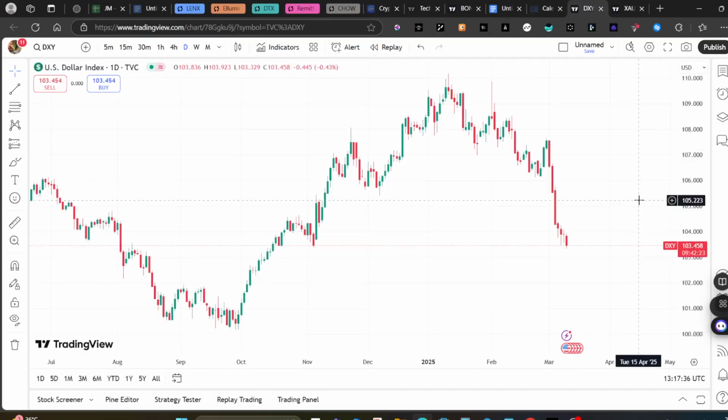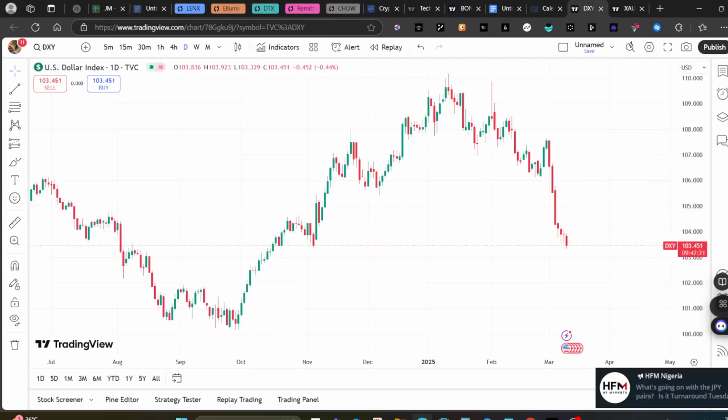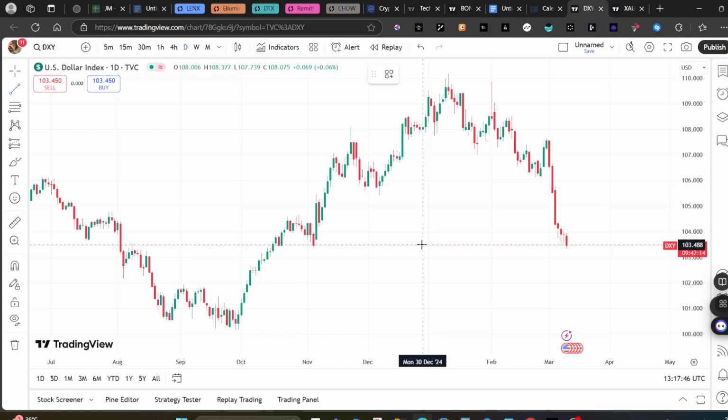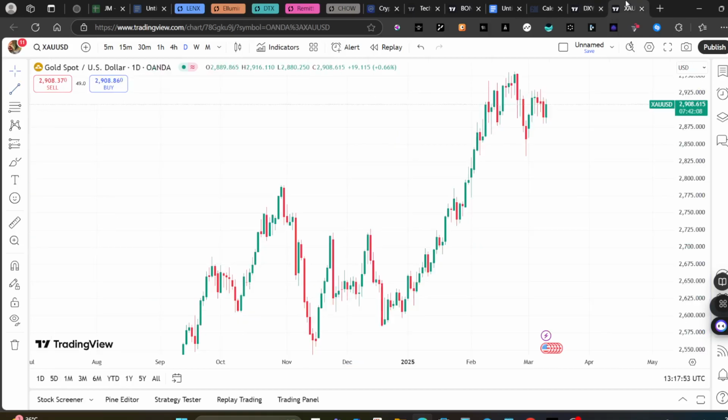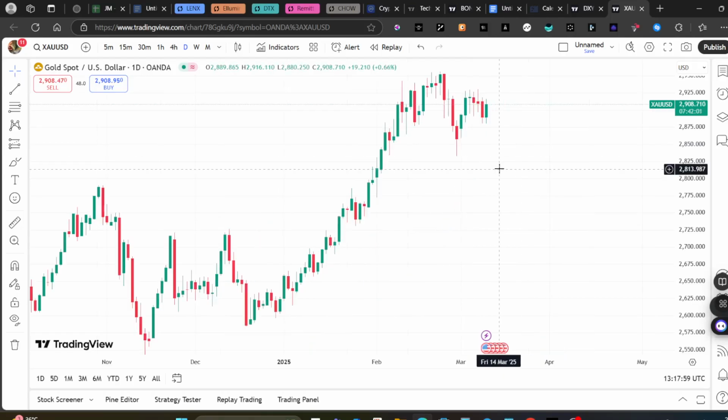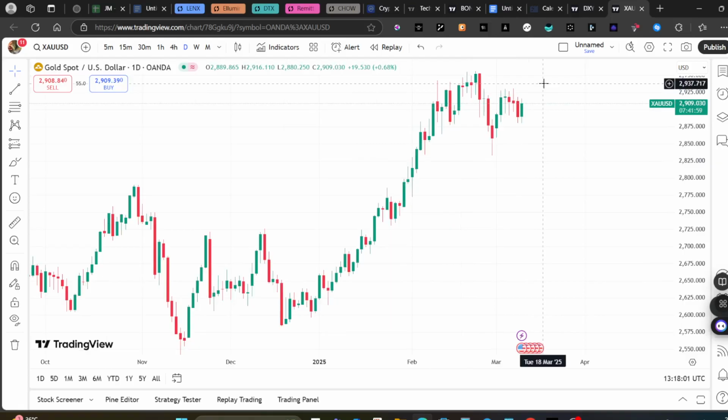So now, when the US dollar strengthens, gold tends to drop, right? When the US dollar strengthens, gold tends to drop as investors shift towards the dollar for stability.